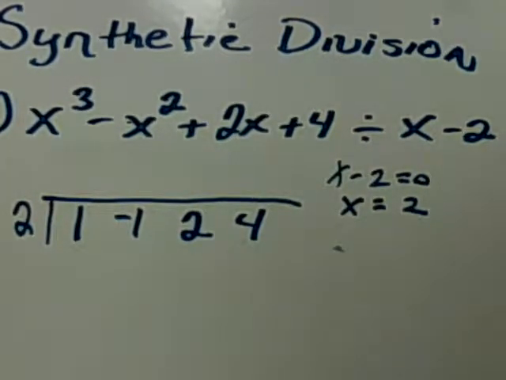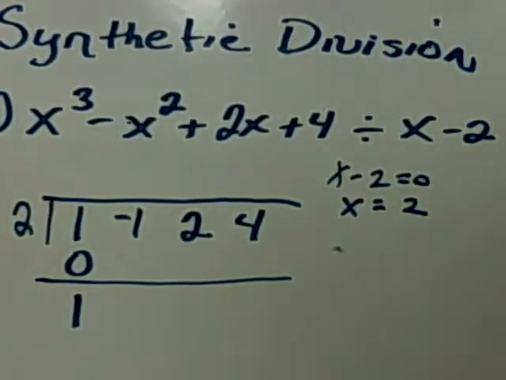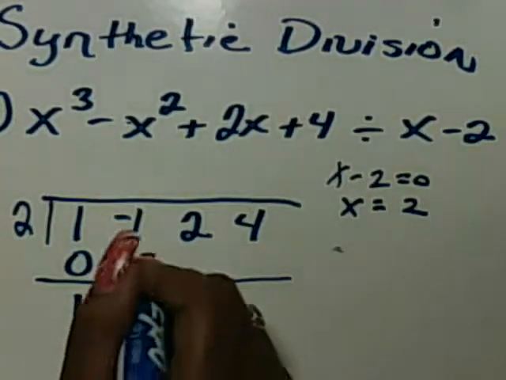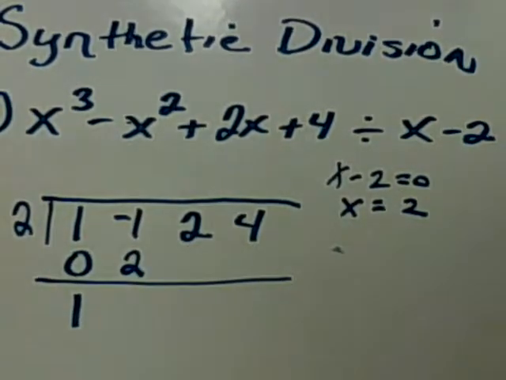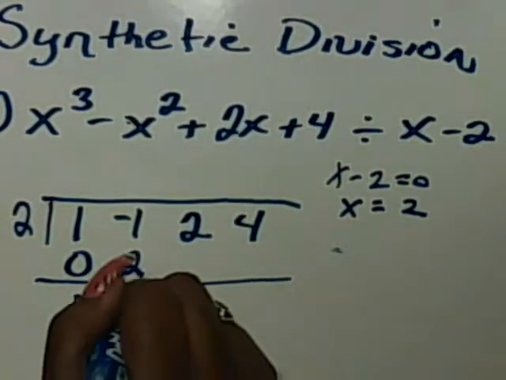All right. I'm going to put a 0 here. I'm just going to bring down this 1. So the process requires that I take 2 multiplied by 1, and I put that answer here. So 2 times 1 is 2. I'm going to add these two. That's going to give me 1.